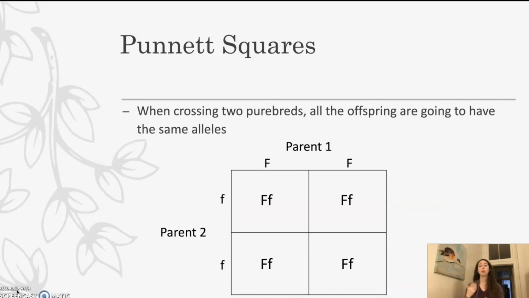As I just mentioned, when we're crossing two purebreds or two homozygous organisms, all the offspring are going to have the exact same alleles. That is always true. If you want, you can test it out. Make parent 2 two big Fs. Make parent 1 two little f's. You'll have the exact same outcome.